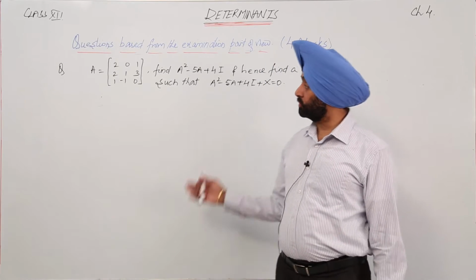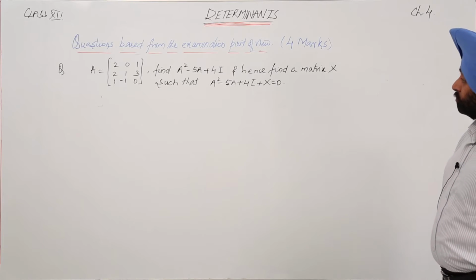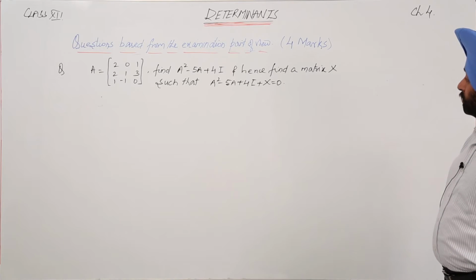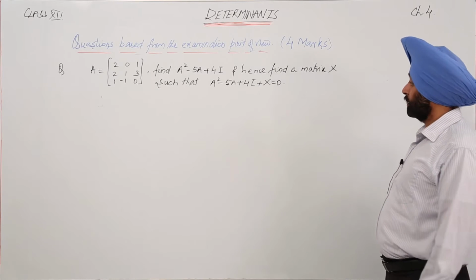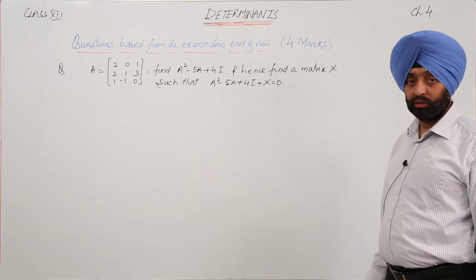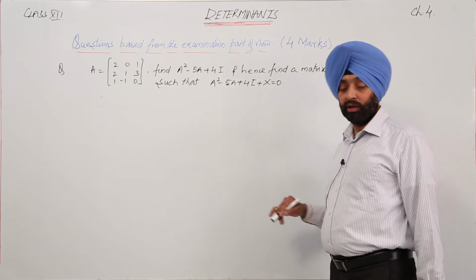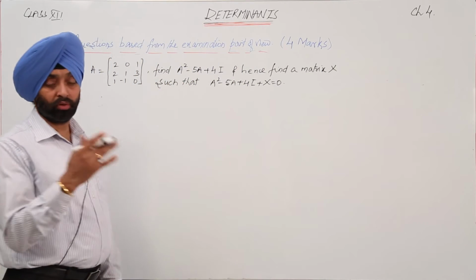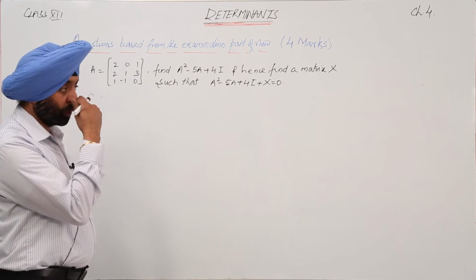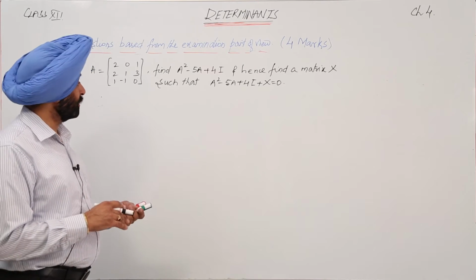Now here is a question from the examination point of view. We have to find a matrix X, and it is given that A² − 5A + 4I + X = 0, where A is a 3 by 3 matrix. Since it is for addition, all the matrices will be of the same order.